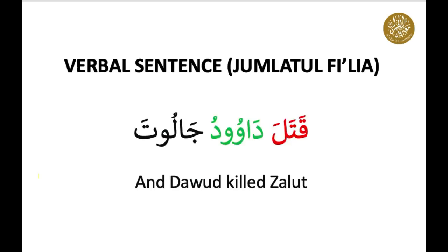Let us look at verbal sentence now. Verbal sentence in Arabic is called jumlatul fi'iliya. By its name, it is clear that it is a jumla, means sentence, which starts with a fi'il. That's why it's called jumlatul fi'iliya. Example, here is a jumlatul fi'iliya or a verbal sentence. Qatala Dawudu Jaluta. Qatala is a verb. It came at the beginning of the sentence, so this will be a jumlatul fi'iliya because it started with a fi'il. In English, the name is called verbal sentence because it started with a verb.